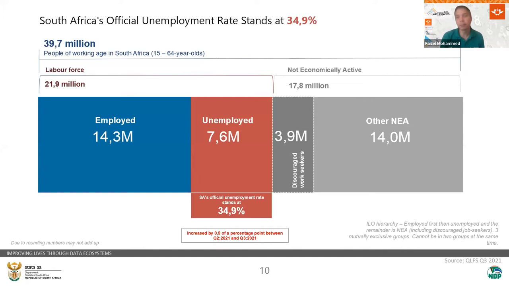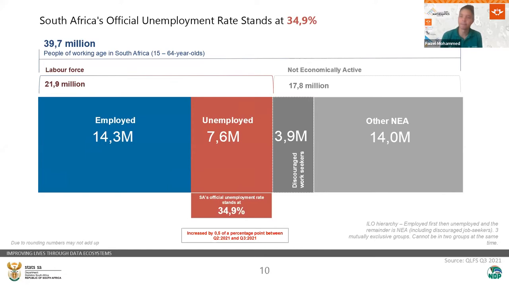4 million people are saying, I want a job, but I'm not looking anymore. The work environment doesn't meet my skills. It's too expensive to look. It costs money to look. And there's simply no jobs available. They are discouraged. So we don't count them in the official unemployment rate. They're in the expanded unemployment rate. We don't count them there.